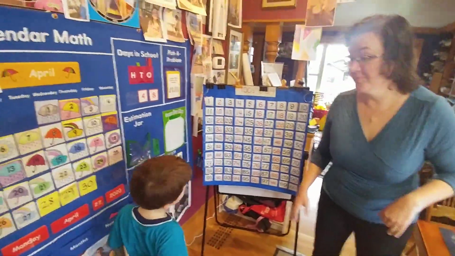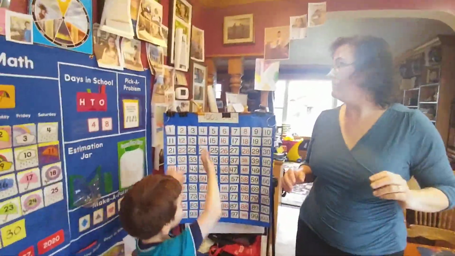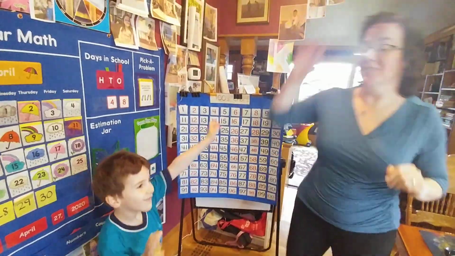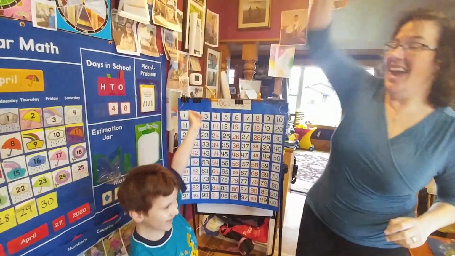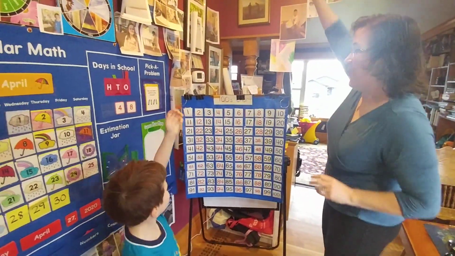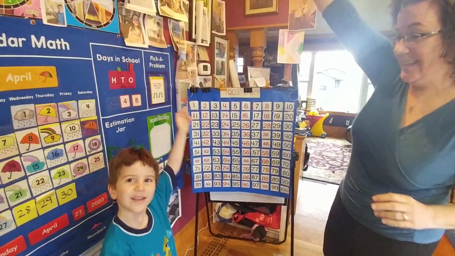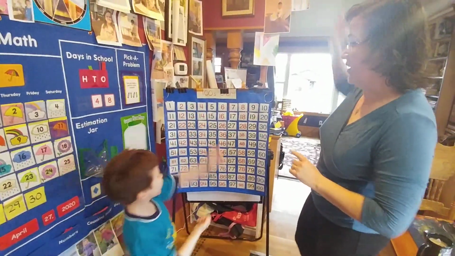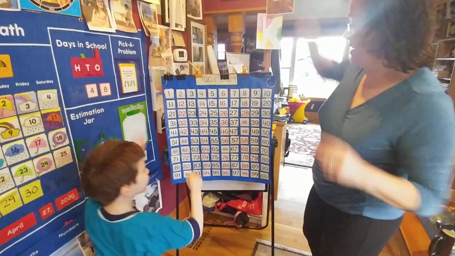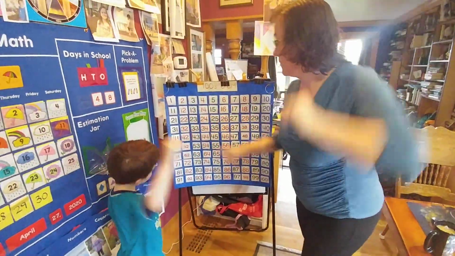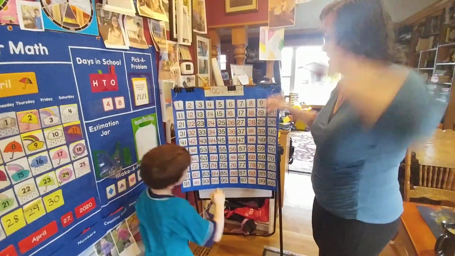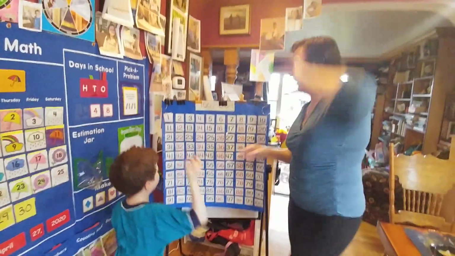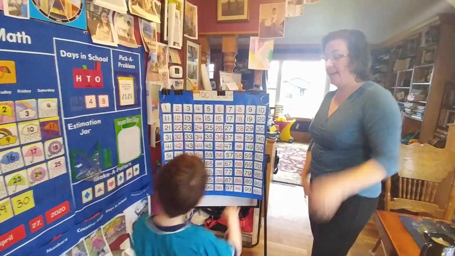Here we go. You ready? One. Oh, I forgot to start on twos. Ready? Two, 4, 6, 8, 10, 12, 14, 16, 18, 20, 22, 24, 26, 28, 30, 32, 34, 36, 38, 40, 42, 44, 46, 48.